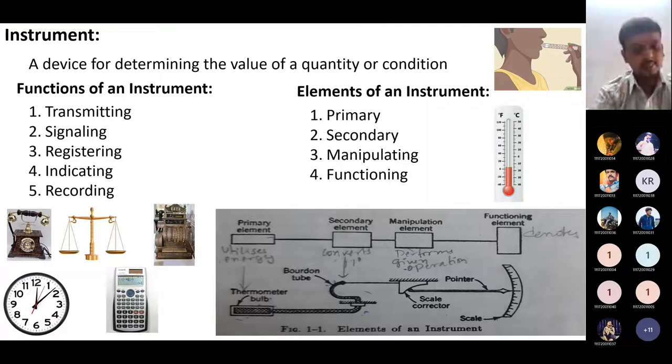So the weighing scale in some grocery shops will show you too little or too high a value of that particular quantity. The best example for a signaling instrument is this one, the weighing balance.